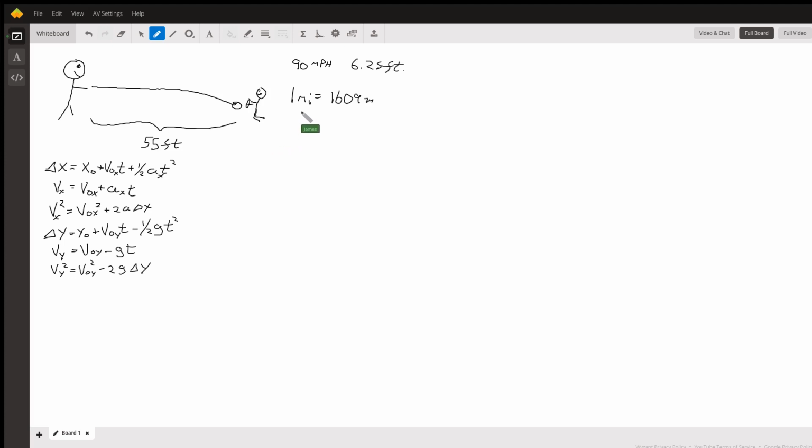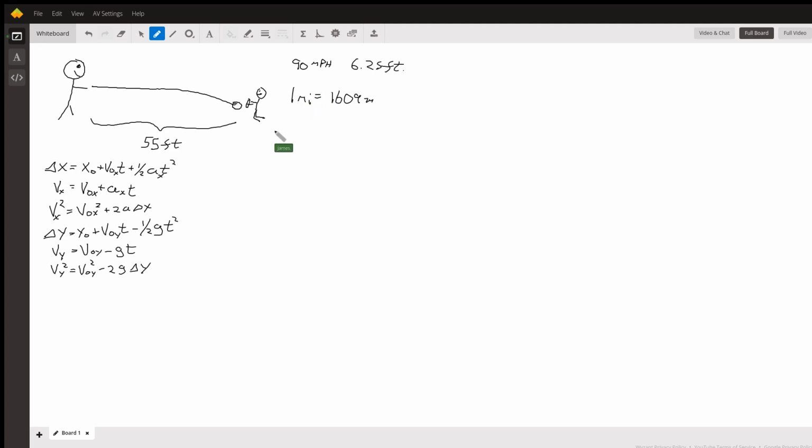Okay, so first off, we need to convert. I said things in miles per hour. That's not okay for physics. We have to go to SI units. In physics, the SI unit for velocity is meters per second, and for distance, it would be meters. So we have to leave miles per hour and we have to leave feet.